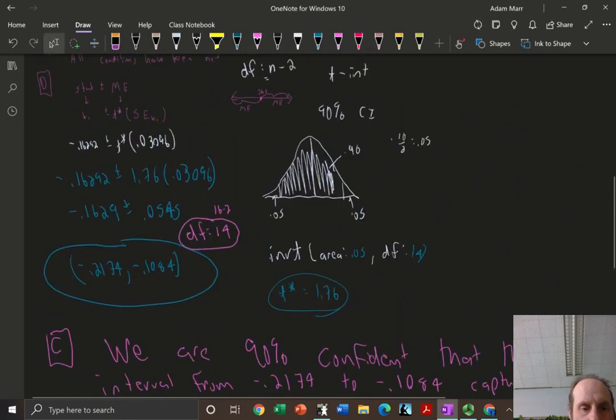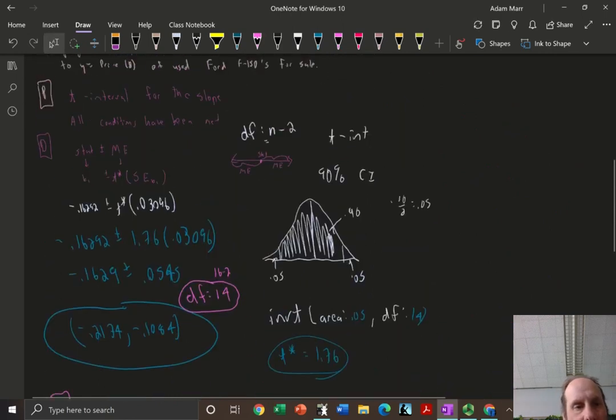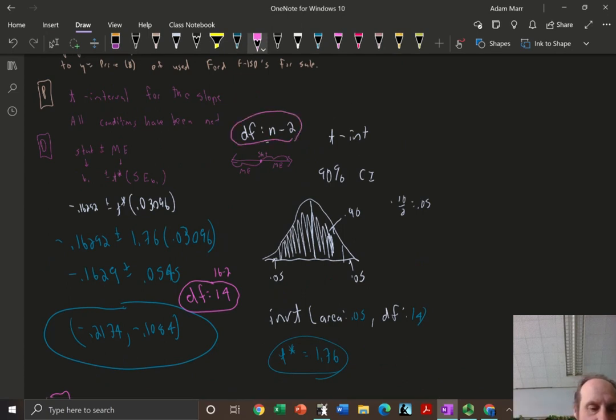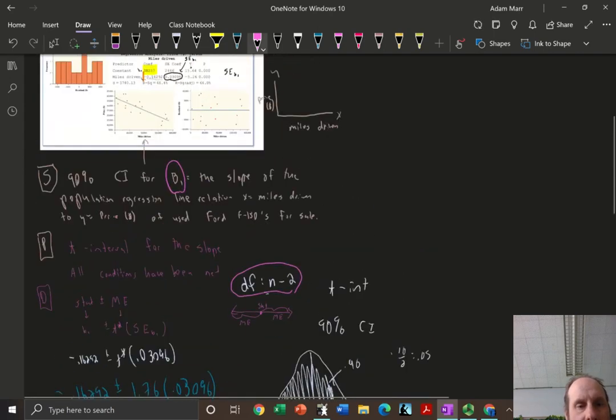So anyway, it's not as bad as it seemed like in class. The difference, remember, is the degrees of freedom is n minus 2. Don't forget that. And remember, for the do section, you just need the confidence interval, degrees of freedom, and t star. Everything else is there.